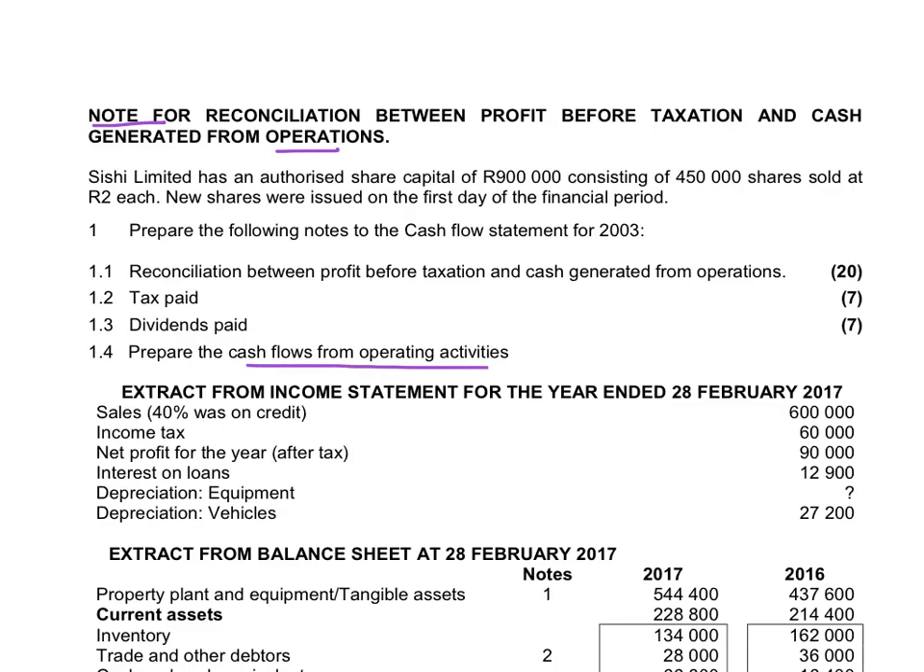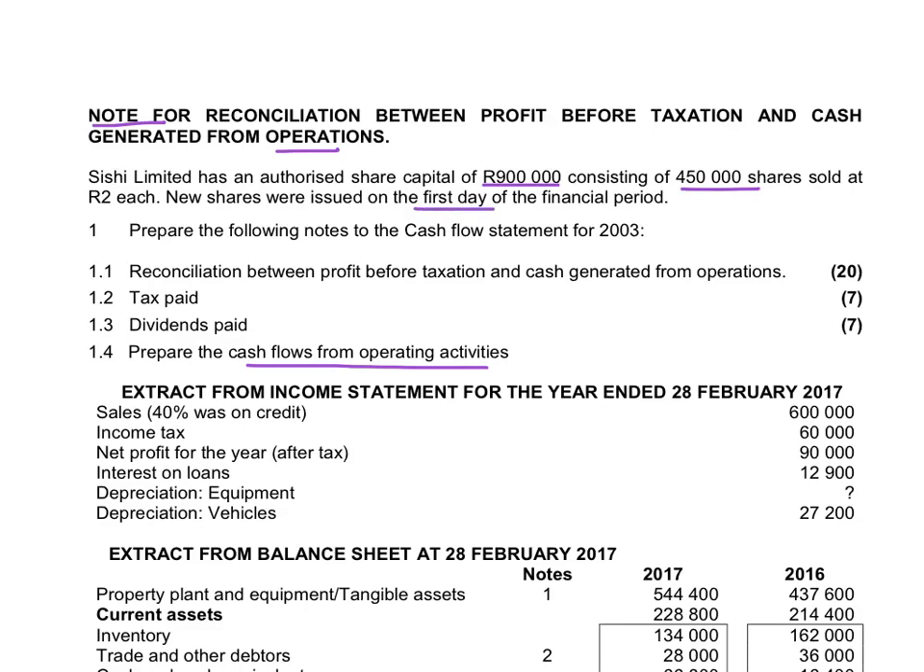If we look at the information that they give us, they say the authorized share capital is 900,000. So that's not the amount that was already issued. That's the total amount that they can have, and that will consist of 450,000 shares sold at R2 each. New shares were issued on the first day of the financial year.